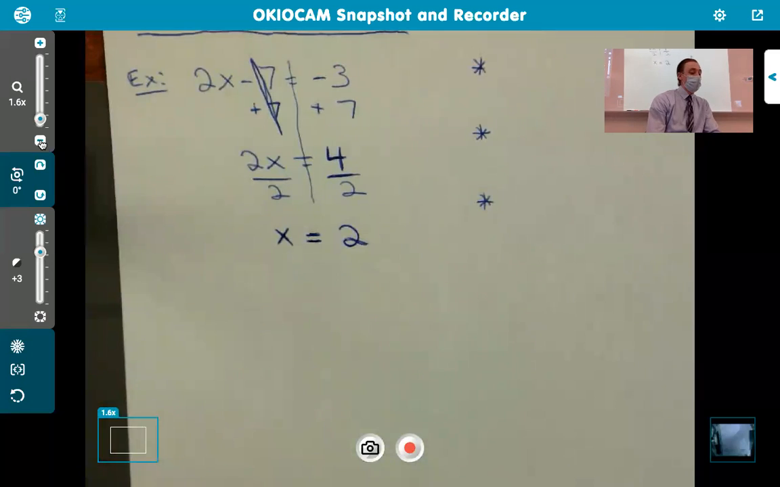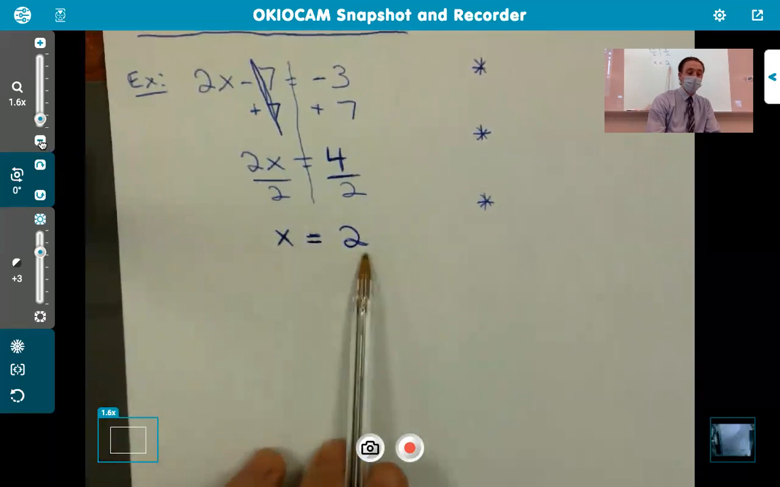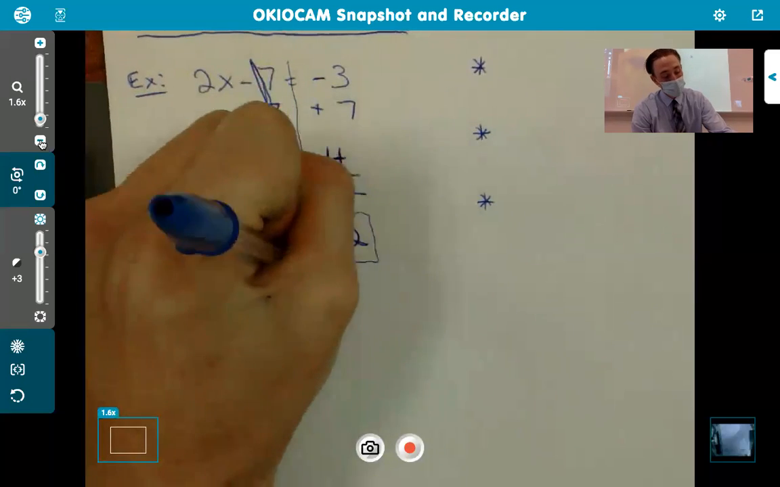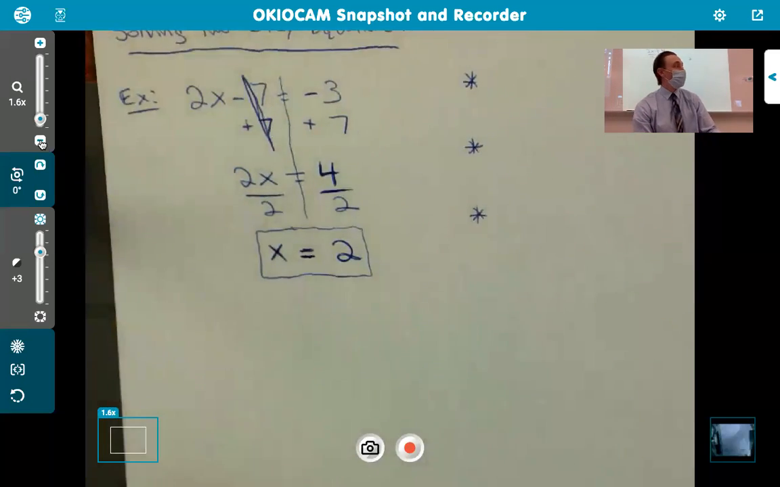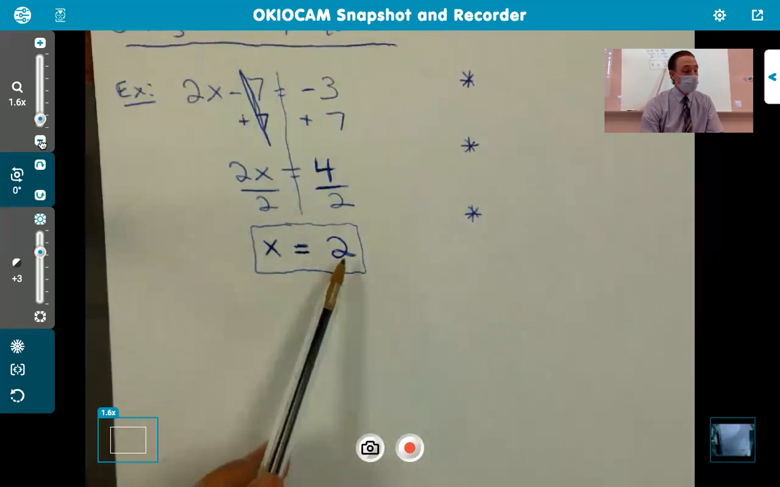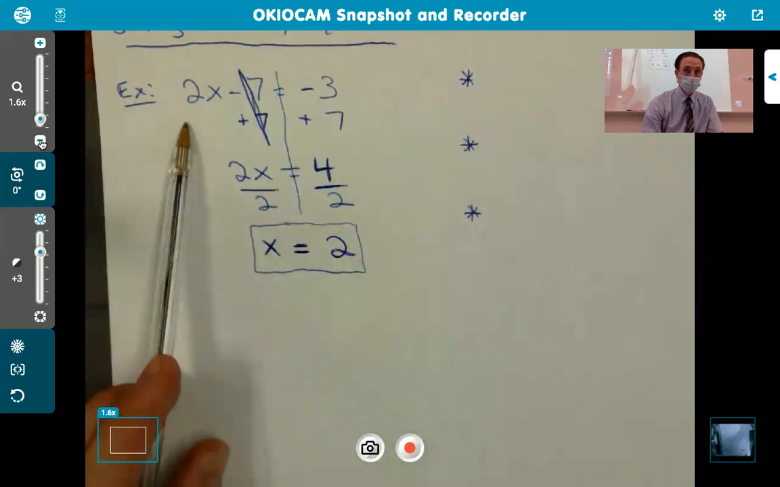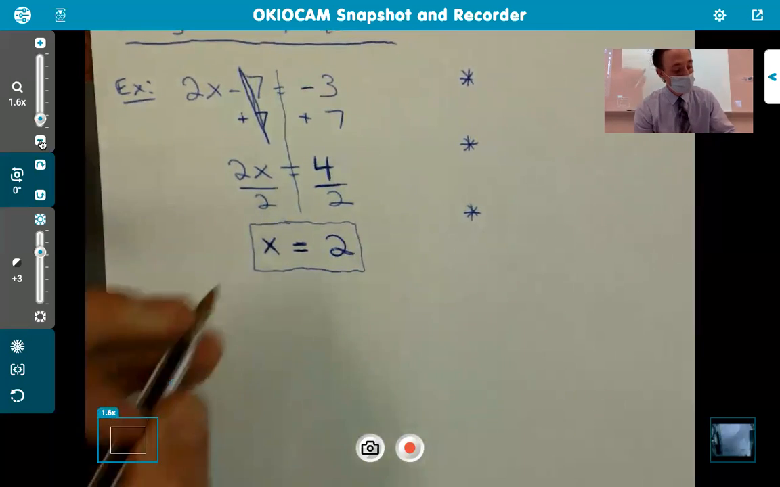And now I have a variable entirely alone equals a number, and that would be my final answer. So x equals 2 is my answer when I solve this equation. Now, in order to check, I can plug that back into the original equation, right? And see if I get the same thing on both sides.